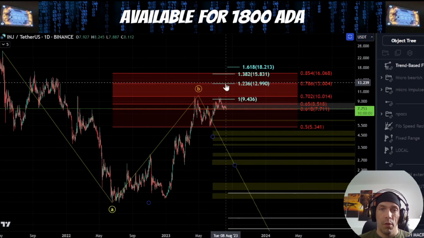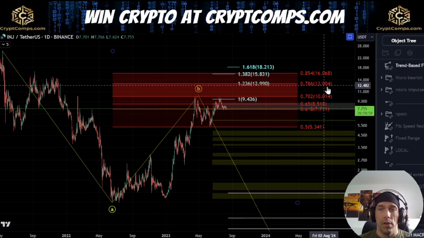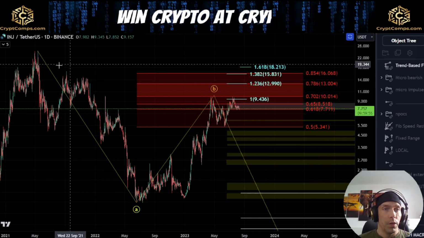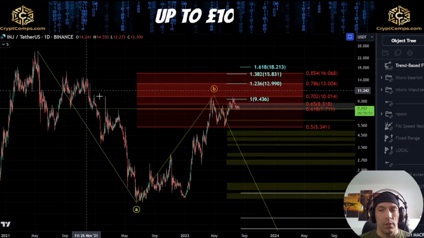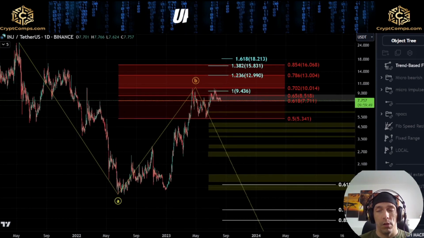Now if we do look to push up higher, we'll be keeping an eye out on this area here of this $13 and this $16 respectively. These would be interesting areas because we'd be coming back into some of these highs, and I'd be looking for that possibility of a continuation to the downside afterwards.